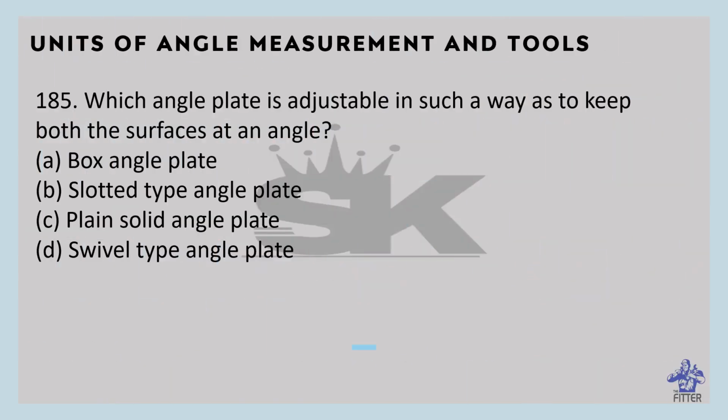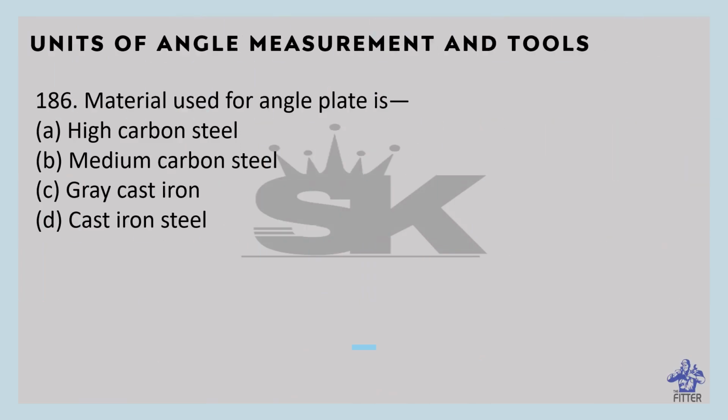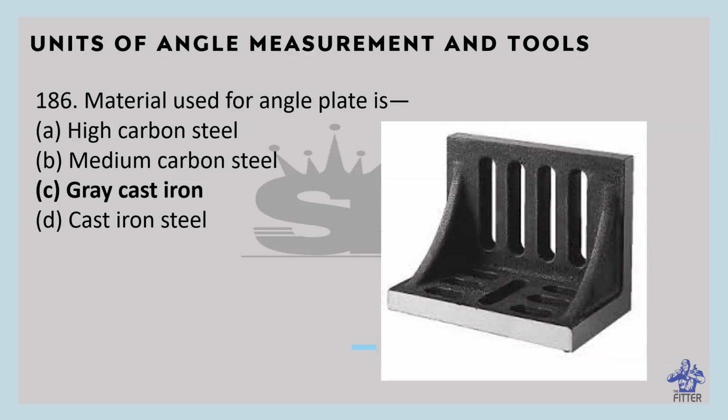Which angle plate is adjustable in such a way as to keep both the surfaces at an angle? That is swivel type angle plate. The material used for angle plate is gray cast iron. An angle plate is a 90-degree section of cast iron with two accurately measured surfaces.